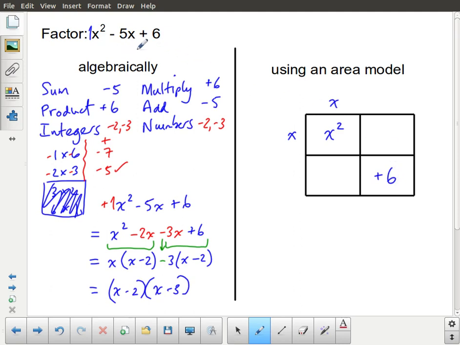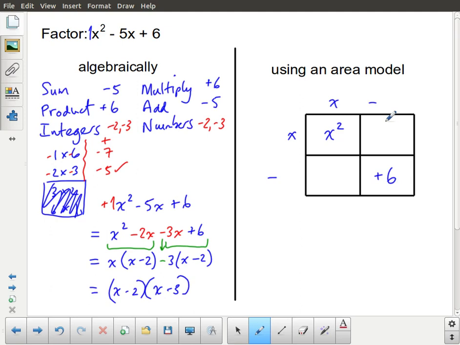And this is the first place you want to start: take a look at this value in between. That's got to add to a negative. Well, if there's going to be a negative number somewhere here, the only way for me to get positives is if both of them are negative. So that means this is going to be x minus something, and this is going to be x minus something. But what is that thing going to be?